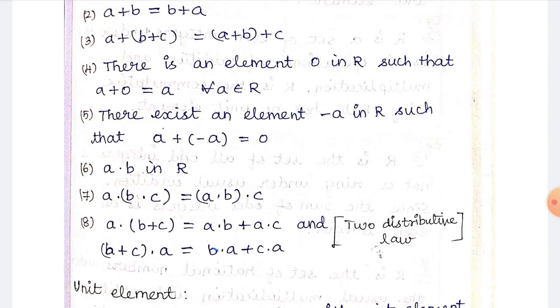The sixth one is dot product is in R, that is a dot b is in R. The next one is a dot (b dot c) is equal to (a dot b) dot c. Finally, the eighth one is the two distributive laws: a dot (b plus c) is equal to a dot b plus a dot c, and (b plus c) dot a is equal to b dot a plus c dot a. So if these 8 conditions are satisfied, we can say that it is a ring. Group is represented by G and ring is represented by R.